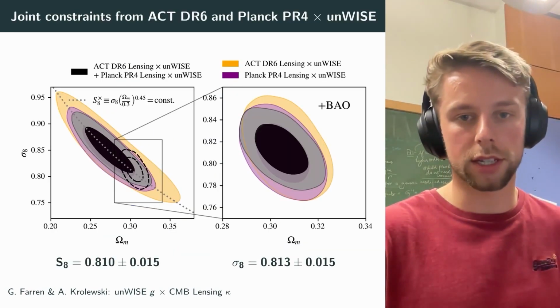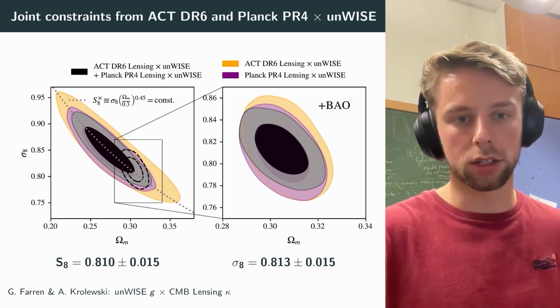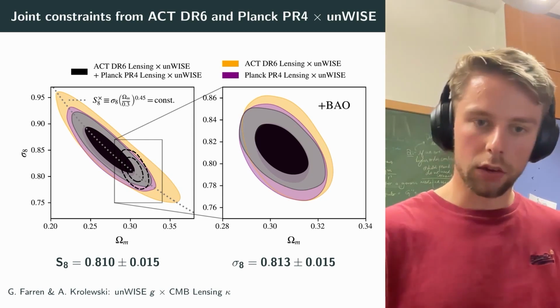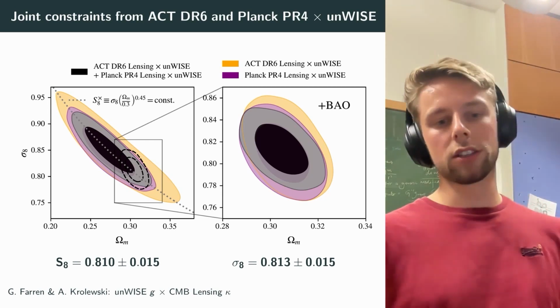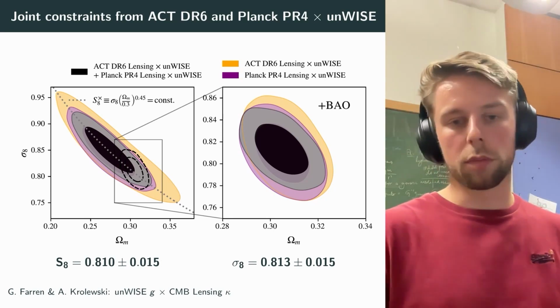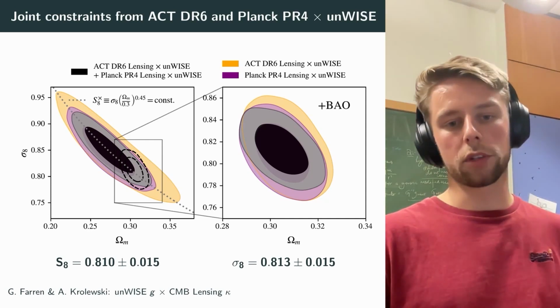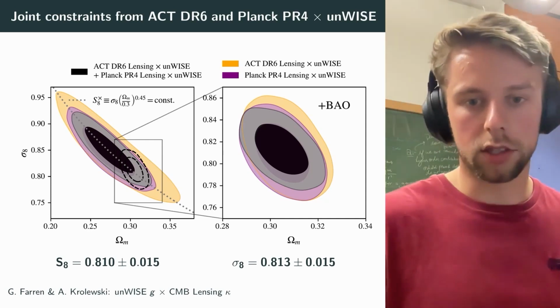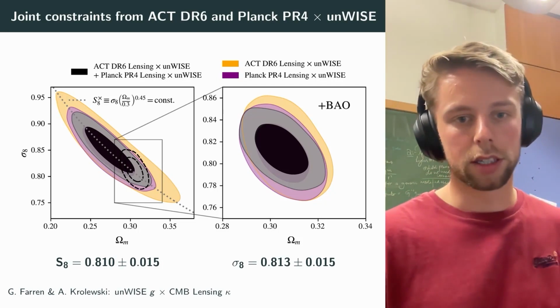So in orange, we can see the results from ACT. In purple, the results from Planck. And then the combination is in black. And we find S8 0.81 plus or minus 0.015, which is sort of the headline result that we present in our paper. And then with BAO, again, we have a 0.813 plus or minus 0.015 constraint on sigma 8. And so those are basically completely on top of what the primary CMB predicts.